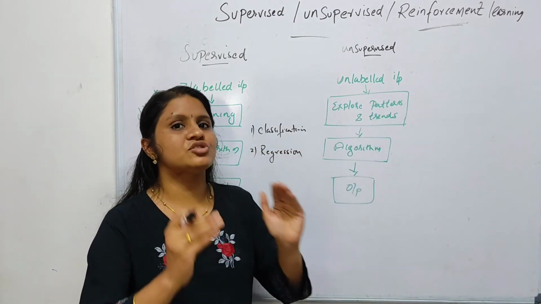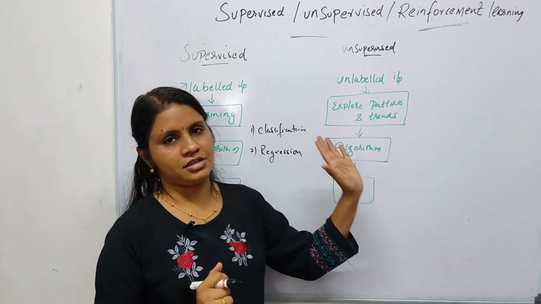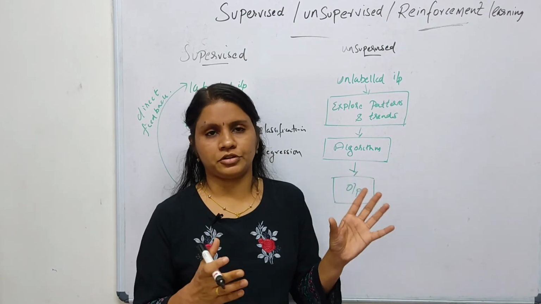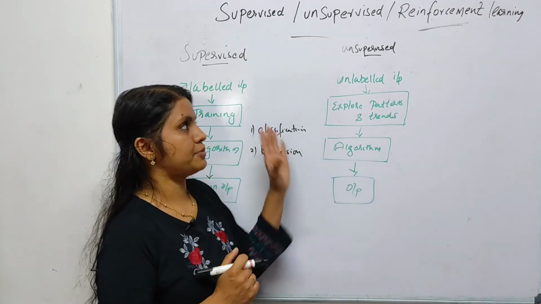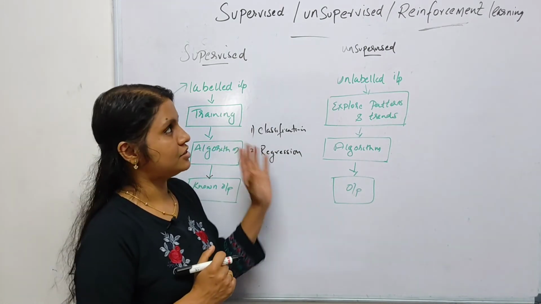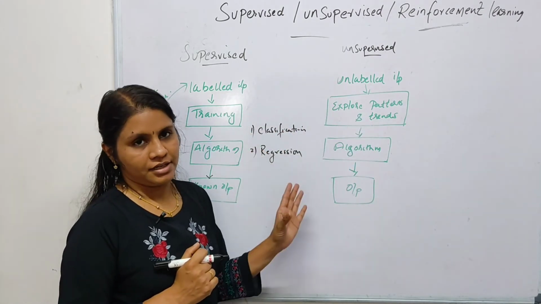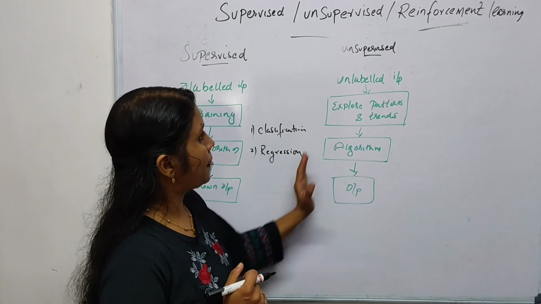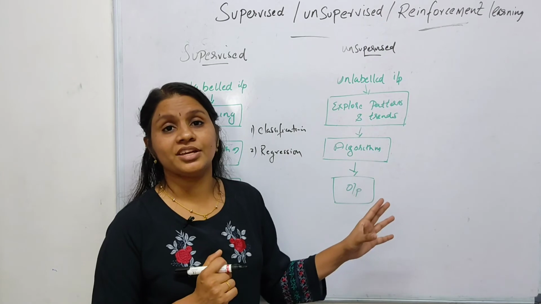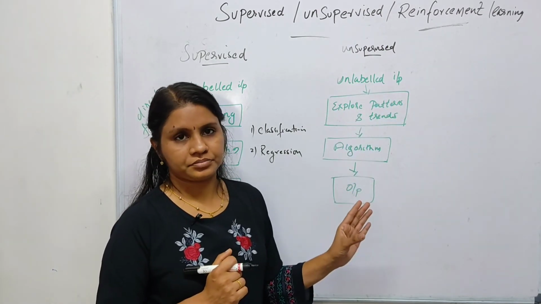So here the agent is trying to manipulate the environment. No predefined data is given in reinforcement learning; it observes the environment. So these are the three types of learning algorithms that we use in machine learning, and you just have to remember the difference between these three types of learning. Also, in unsupervised learning, the two problems are association and clustering.